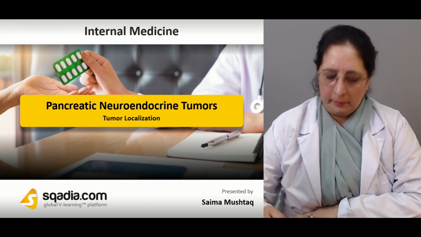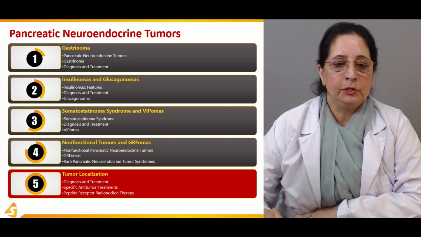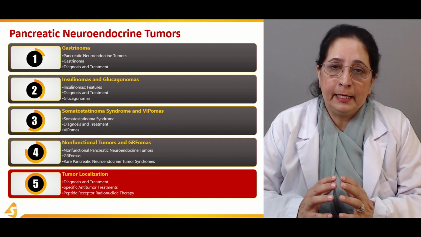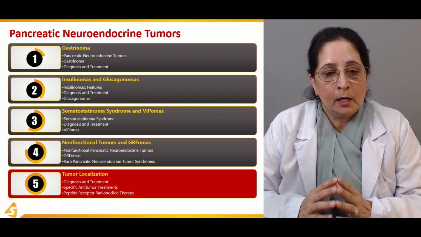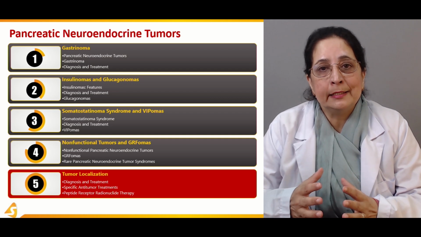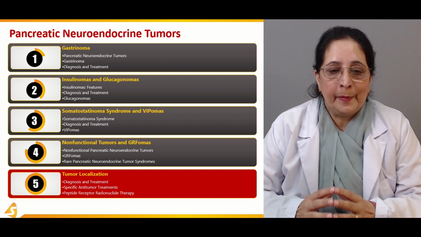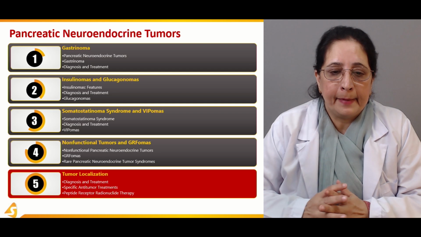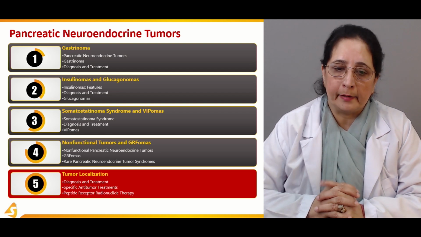Let's begin with our fifth and final section, and in this final section we will talk about tumor localization, how we can localize the tumor, what the different diagnostic tests for tumor localization are, what specific anti-tumor treatments there are, and then peptide receptor radionuclide therapy.